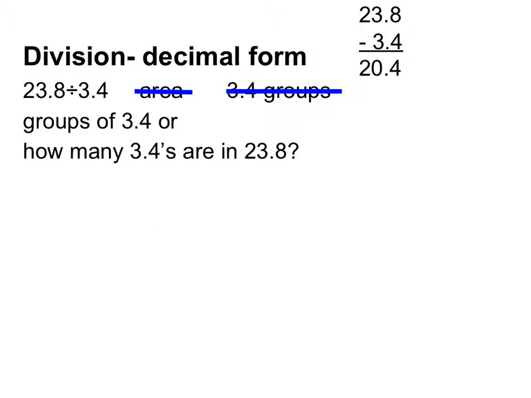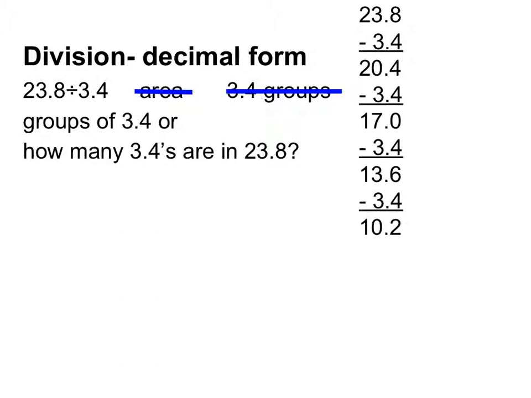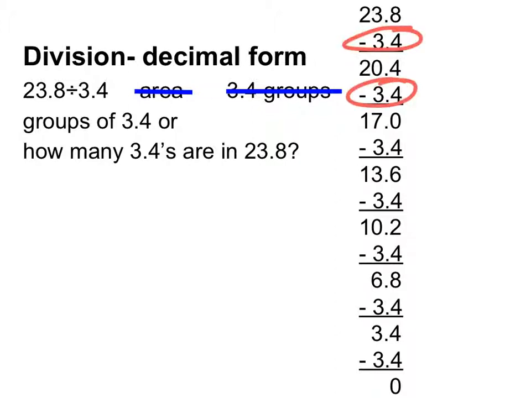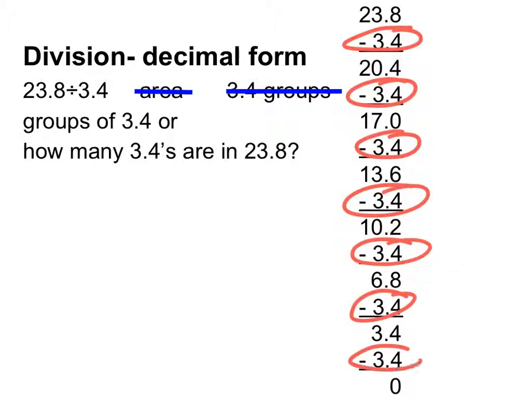So we subtract 3 and 4/10, and then we subtract it again and again and again and again and again and again. And so if we look, we subtracted 3.4 1, 2, 3, 4, 5, 6, 7 times. So not necessarily the quickest way to do it, but pretty efficient. Okay, so 23 and 8/10 divided by 3 and 4/10 is 7.